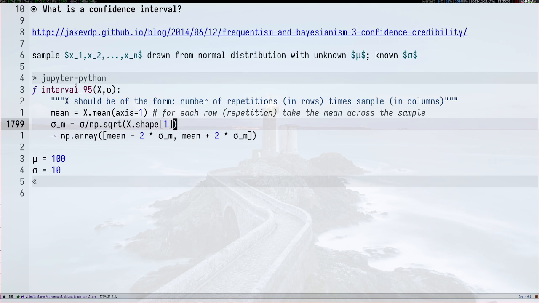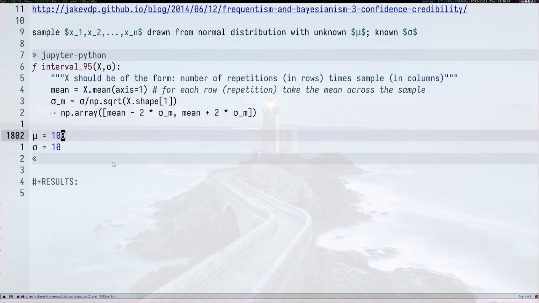Then we can construct our interval, which is going to be the sample mean that we calculated, minus 2 times the standard deviation of the sample mean. The other side of the interval is the mean plus 2 times the standard deviation of the sample mean. And the 2 is there because, given that this is a normal distribution, going 2 standard deviations to the left and to the right, starting from the mean, will give me 95% of the observations. That's where the 2 is coming from. We're going to do this experiment for a given mu equal to 100, and we're going to set sigma equal to 10. I can run this code now.